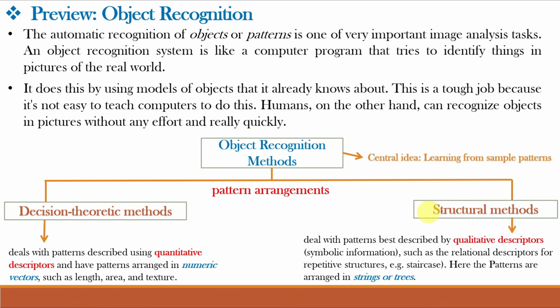Either of these methods can be used, but the central idea is learning from sample patterns, which is also known as machine learning. So the next step of image processing is machine learning and artificial intelligence, where the computer or the machine learns itself that these are the objects or things that need to be recognized or analyzed. So object recognition means pattern recognition, right? And these pattern arrangements can be of three different types. One is numeric vectors, which is a quantitative descriptor, and the other two are strings or trees, which are qualitative descriptors. So you'll be learning in detail the numeric vectors and the strings or tree pattern arrangements.